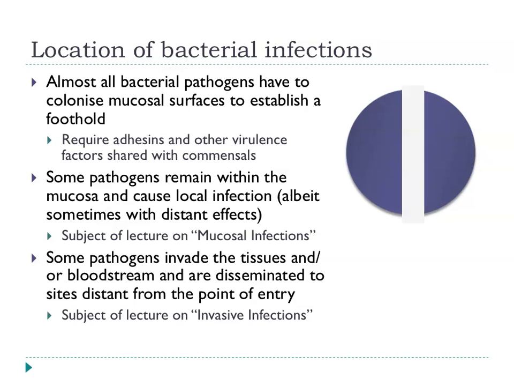Sometimes they produce toxins when bedded down there, which have distant effects, but the bacteria themselves don't go anywhere else. Other pathogens can invade the tissues of the body more widely, get into the bloodstream, and disseminate to sites distant from their point of entry. And that's the subject of the second lecture of this pair, which you'll get on Thursday.